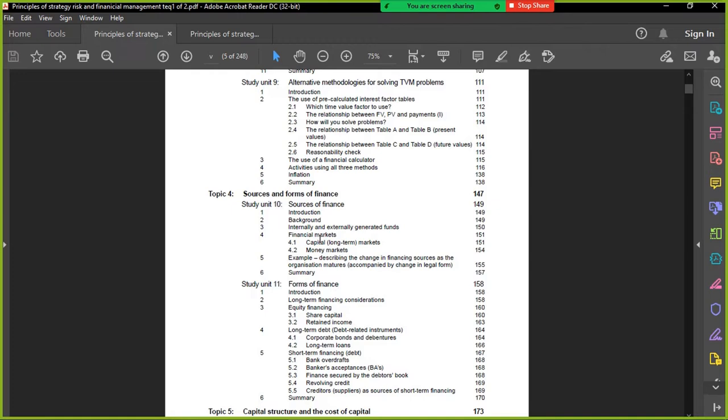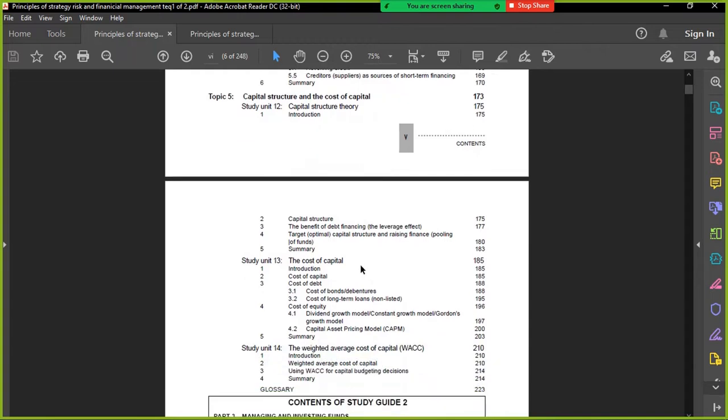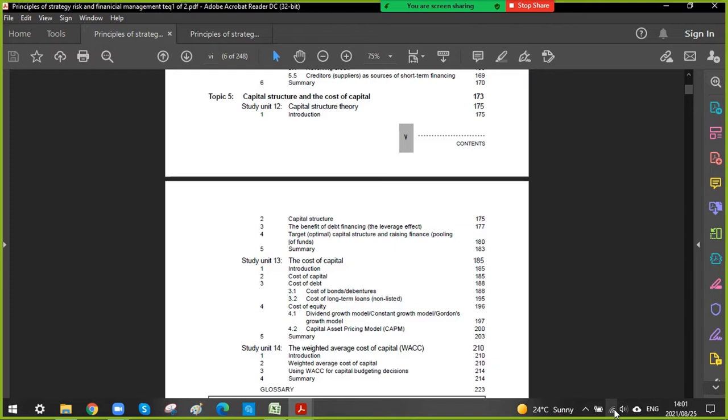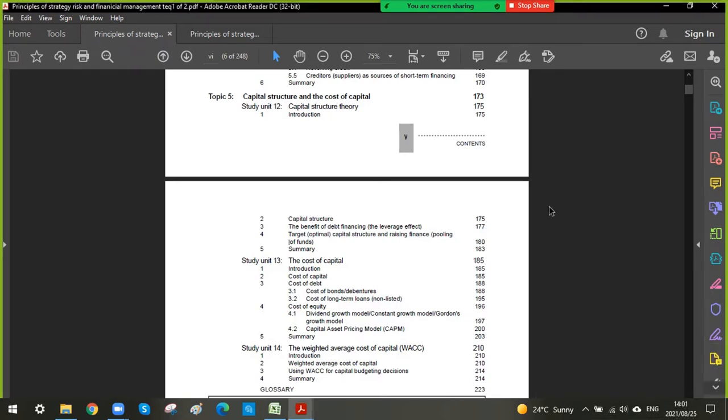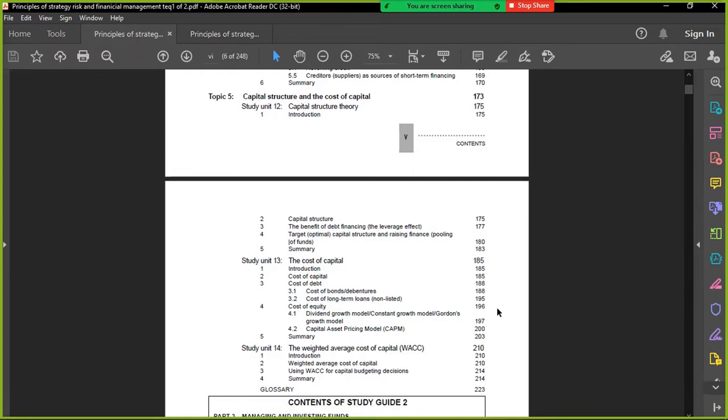Anything from, I'd say, study unit 12, capital structure. In our assignment, we had to do working capital, a comparison with debt and equity, and what is the other one? Like I said, it's not that difficult, but if we can start with, let's say, cost of capital. Okay, yeah, study unit 13 is cost of capital, and 14 is weighted average cost of capital. Yeah, those two go together.